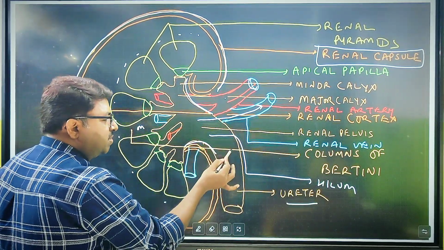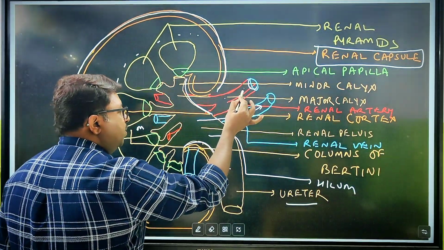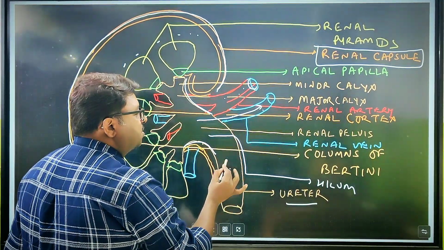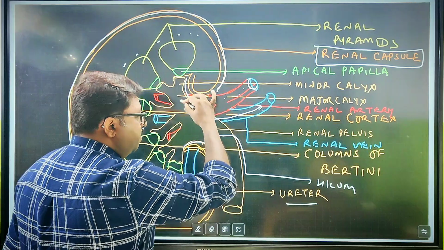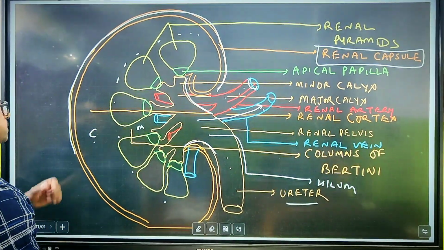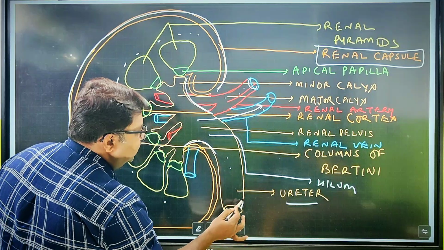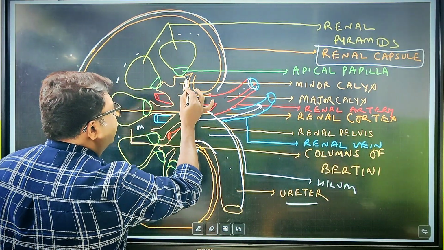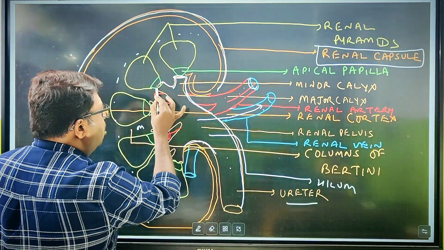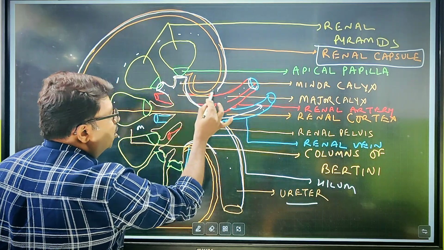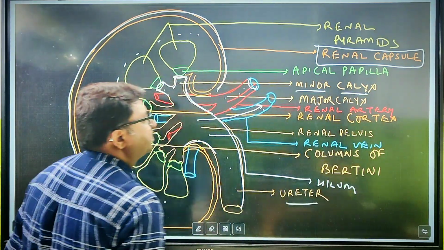So these three structures, ureter, renal artery and renal vein, are coming out through this hilum or notch. Then if you see, this is the ureter, and this ureter is joined with this structure. You can see the small structures. These small structures are called minor calyx.